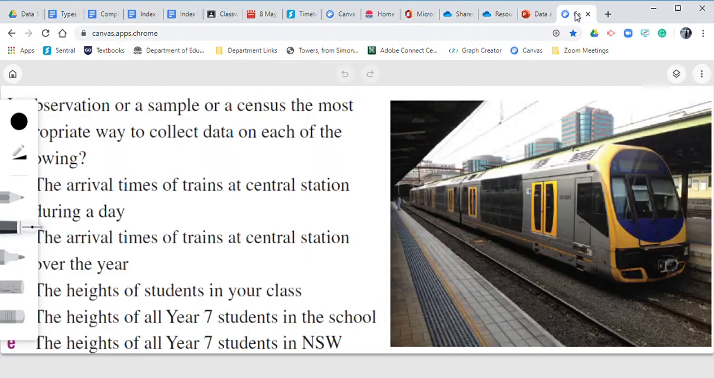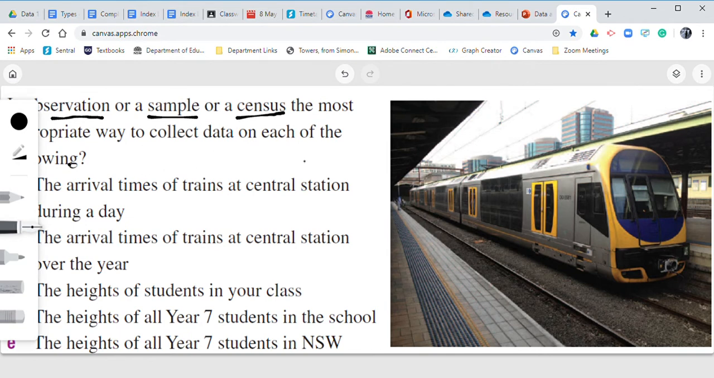I'm going to look at a couple of questions. I'm sorry that my tools are kind of in the way here, so I'm just going to move that over. So for this question, you're going to figure out: is an observation, a sample, or a census the most appropriate way to collect data on each of the following. Our first one is the arrival times of trains at Central Station during a day. So it's best to collect that data using an observation, a sampling, or a census.